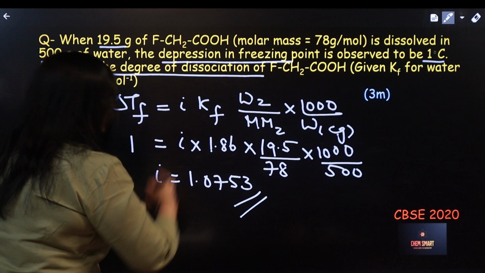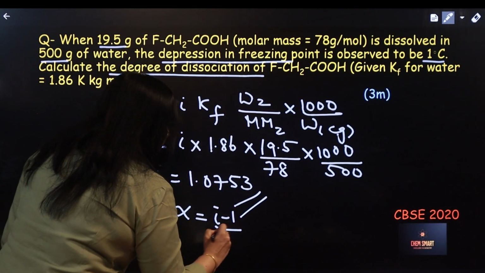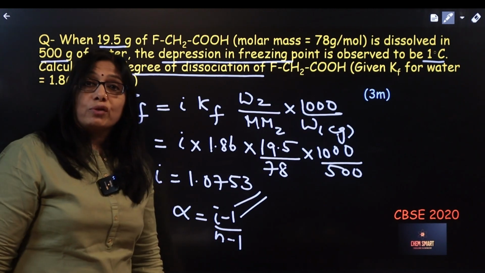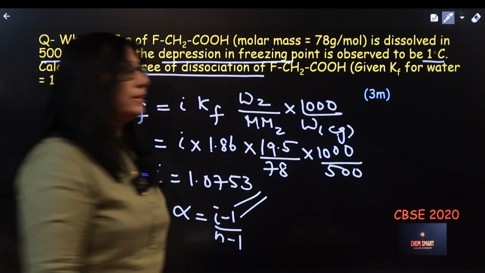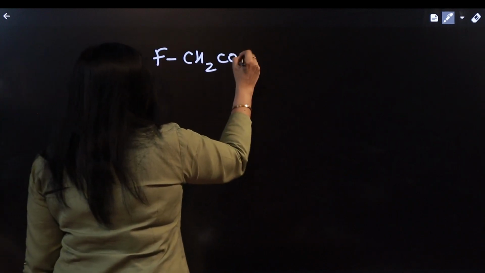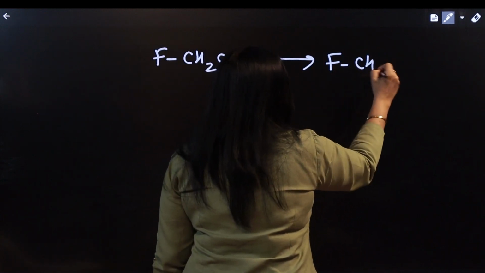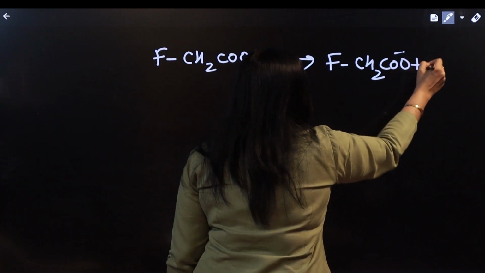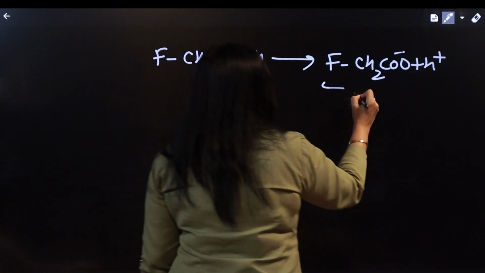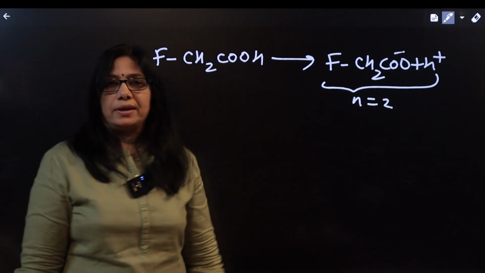Alpha is equal to, for dissociation, alpha is equal to i minus 1 by n minus 1. For which you should know what is the value of n. Let's see how you get n here. It is fluoroacetic acid, FCH2COOH. It will dissociate to form FCH2COO minus and H plus. So the number of particles after dissociation is 2. Just like in the case of acetic acid.